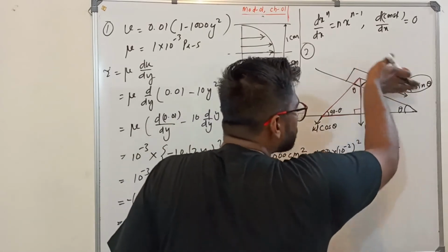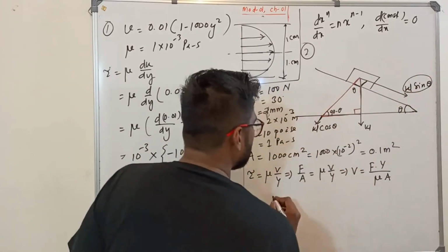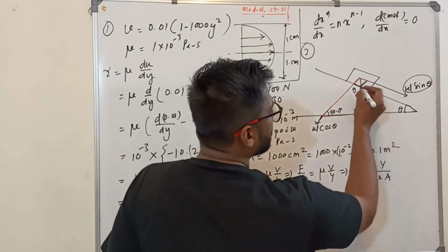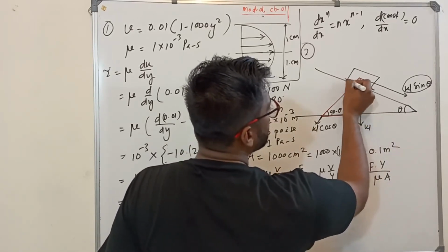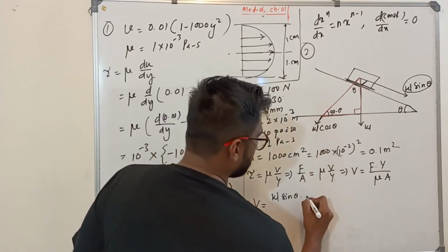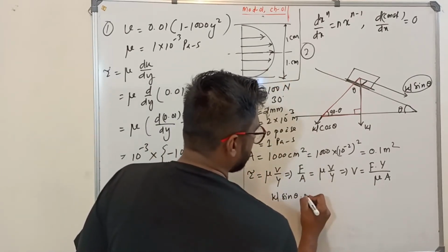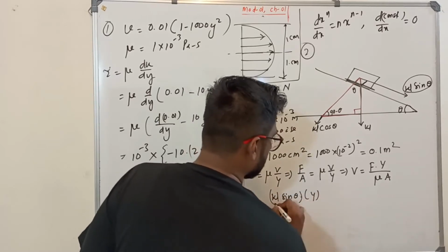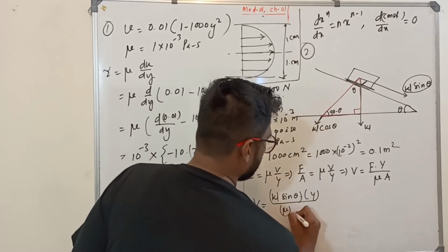What is your F? Which force is pulling? Sir, W sin theta. Very good. Into y: what is the thickness of the lubricating oil you have used? Sir, 2 into 10 to the power minus 3 meter. That is the value, so we'll write it: v equals W sin theta into y divided by mu into A.